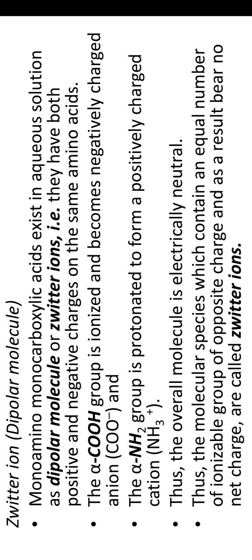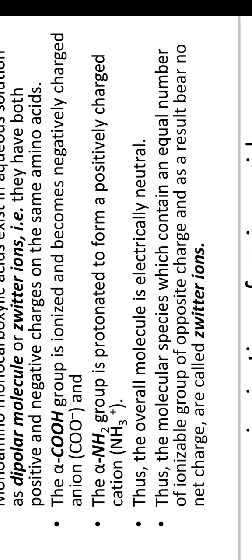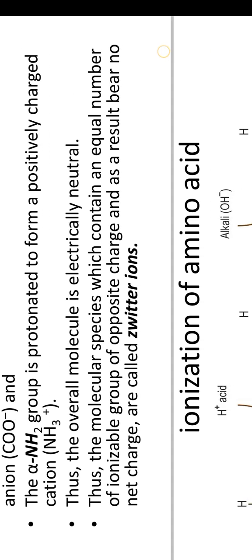The molecular species which contain an equal number of ionizable groups of opposite charge, that means equal numbers of positive and negative ions, and as a result bear no net charge, are called zwitterions. That is the definition of zwitterion. The molecular species which contain an equal number of ionizable groups of opposite charge and as a result bear no net charge are called zwitterions.